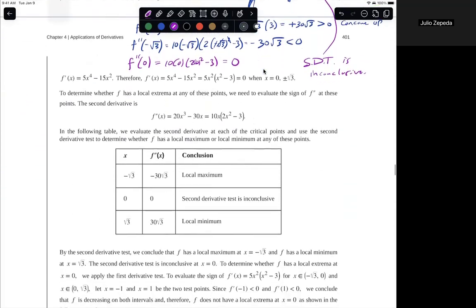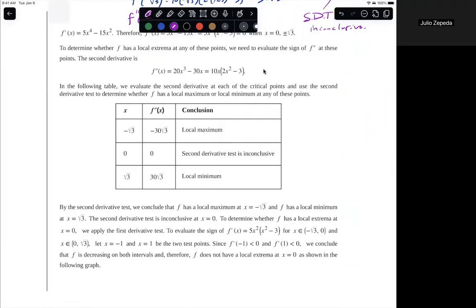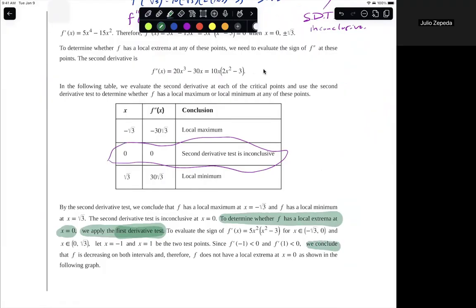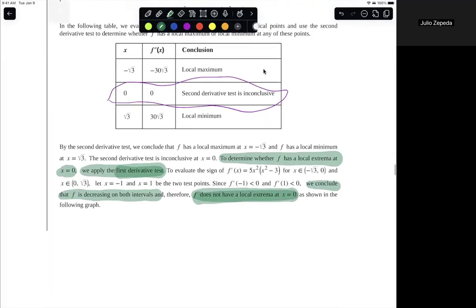Okay, so let's go ahead and see. Yeah, the second derivative is inconclusive at 0. And it does say, to determine whether f has a local extrema at x equals 0, we apply the first derivative test. And so they do that there. We conclude that f is decreasing on both intervals, to the left and to the right of 0, it looks like. So f does not have a local extrema at x equals 0, as shown in the following graph.